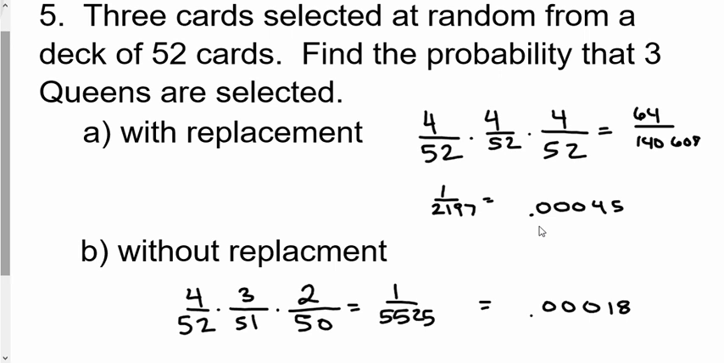Look, this time the probability is 1 out of over 5,000, right? So it comes out to 0.00018. It's even less, right? It's a lot less than it would be if you were doing it with replacement. So we'll look more at these later on in our chapter when you get into different types of probabilities. But I wanted to throw that in here now so that you could see how this idea of with replacement and without replacement is connected to probability.